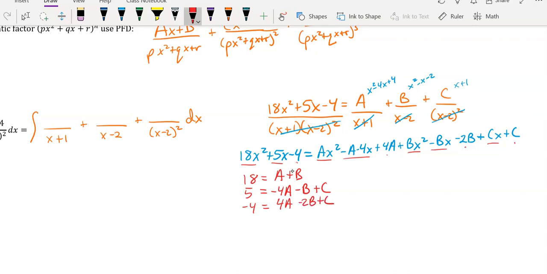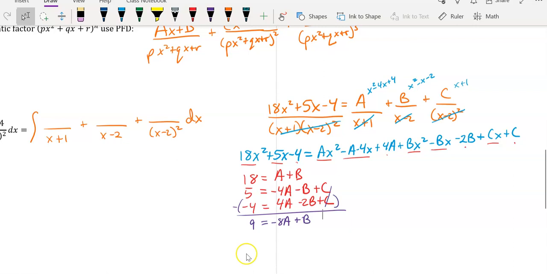Okay, so I have a system of 3 equations and 3 variables. It is going to take me a little bit extra algebra to solve this, but I can handle it. So I'm going to start by combining these 2 equations. I'm going to subtract them so that I can cancel out the c term, and so I'll have 5 minus negative 4 is 9, negative 4a minus 4a is negative 8a, negative b plus 2b is positive 1b, and then c minus c is 0.